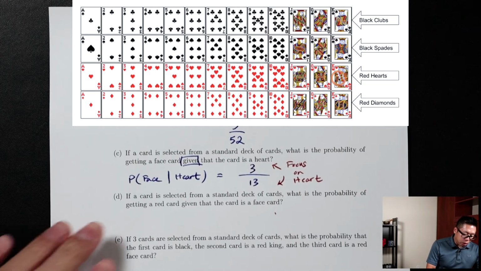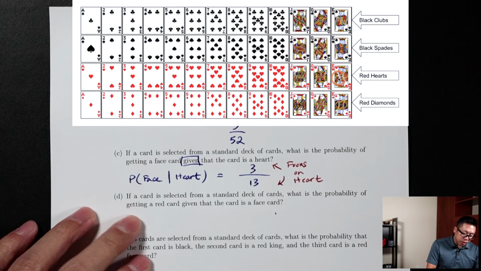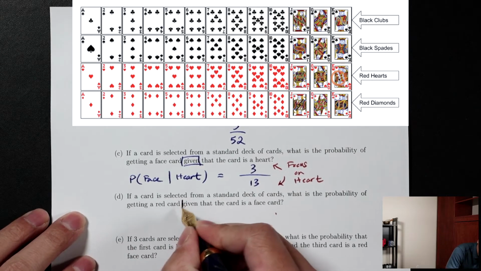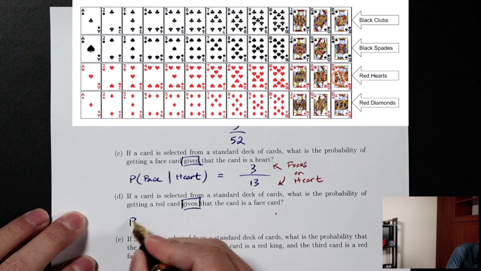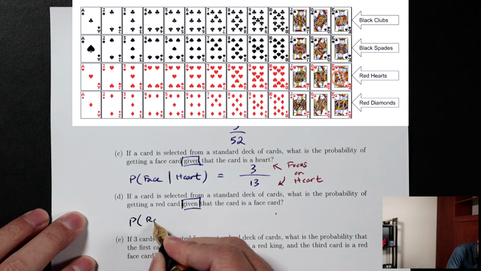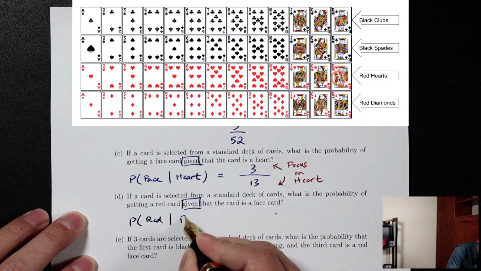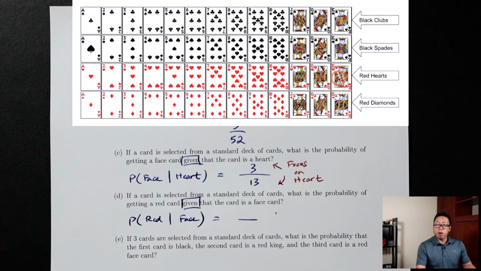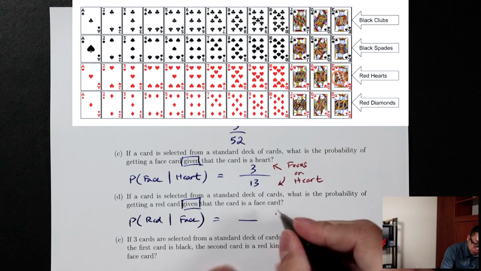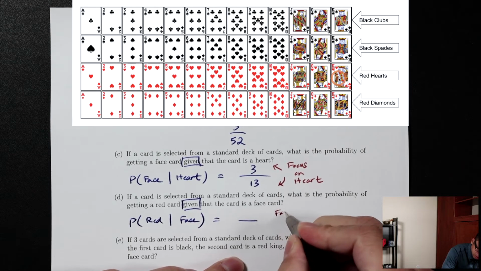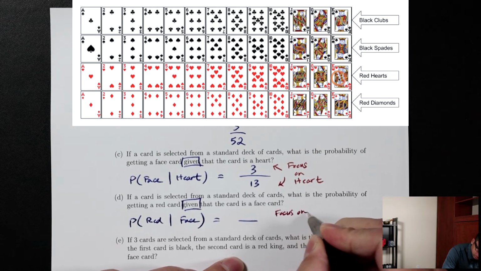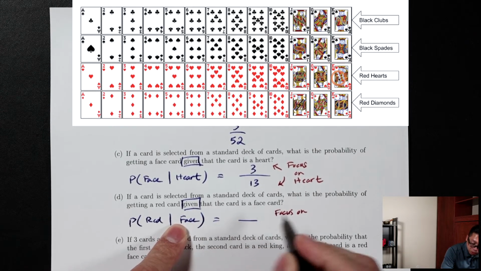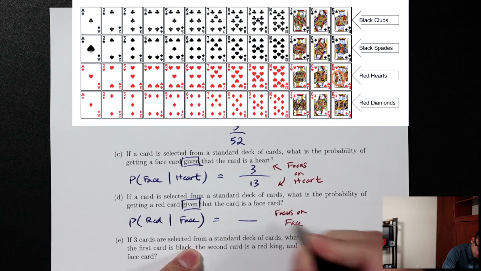Part D, if a card is selected from a standard deck of cards, what's the probability of getting a red card given that the card is a face card? Keyword is given. So in symbols, we're looking for probability of red given that the card is a face. Okay, anytime I see the word given, that's telling me to focus on certain cards. So we're going to focus just on the second part, so anything that comes after the word given. So given that the card is a face card, we're focusing on just the face cards for the top and the bottom.